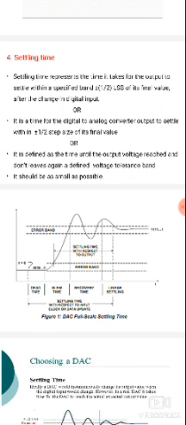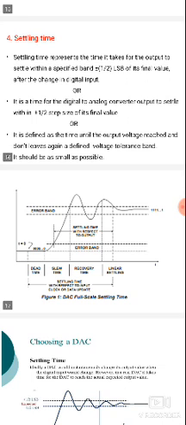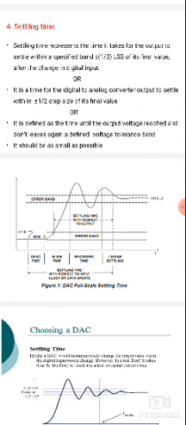Settling time is specified with a least significant bit of its final value after a change in the digital input. It is the time for the digital to analog converter output to settle within plus or minus 1/2 of step size of its final value. It is also defined as the time until the output voltage reaches, and doesn't leave again, the defined voltage tolerance band.